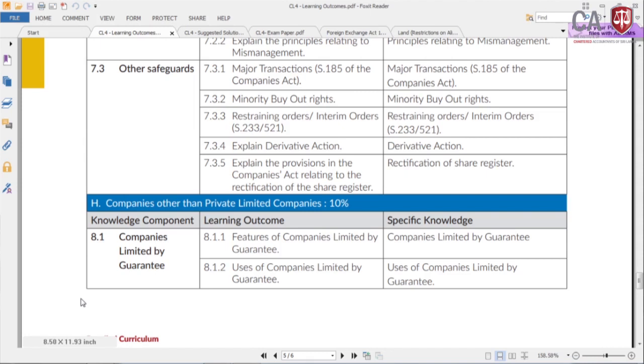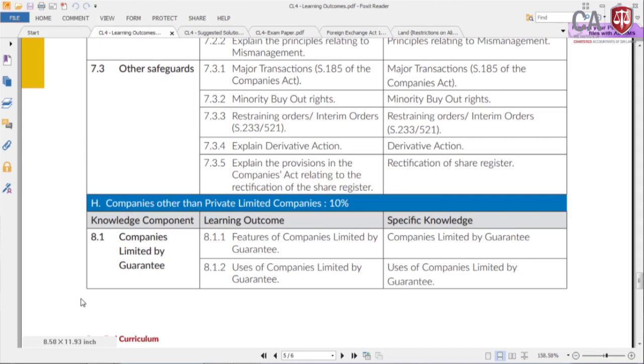Then to explain derivative action, and having a good knowledge of what a derivative action is. Then explain the provisions in the Companies Act relating to the rectification of the share register, and how to rectify the share register.